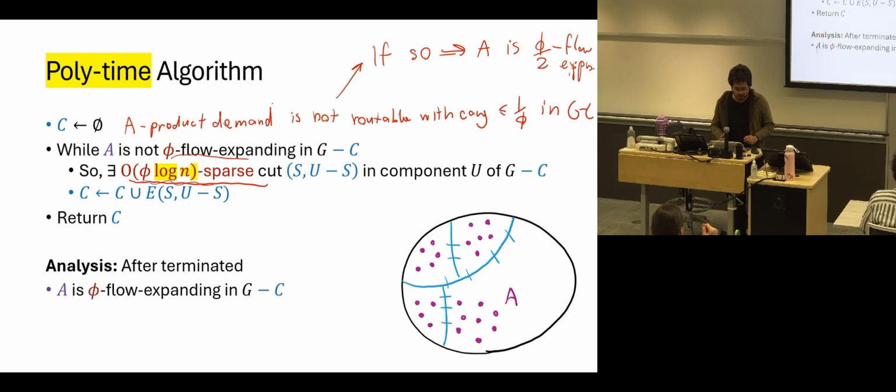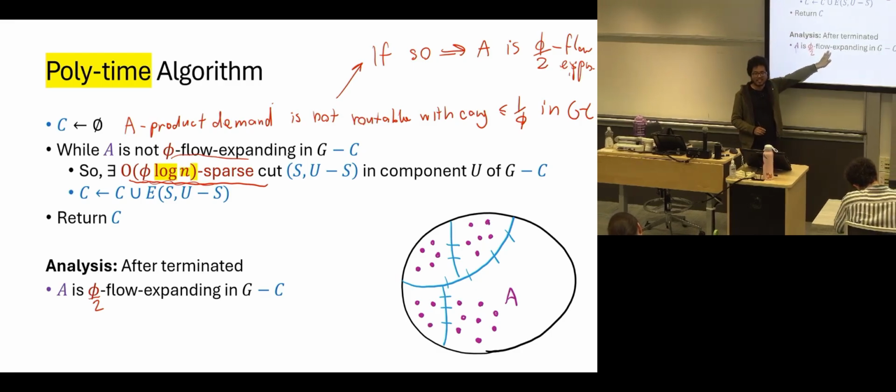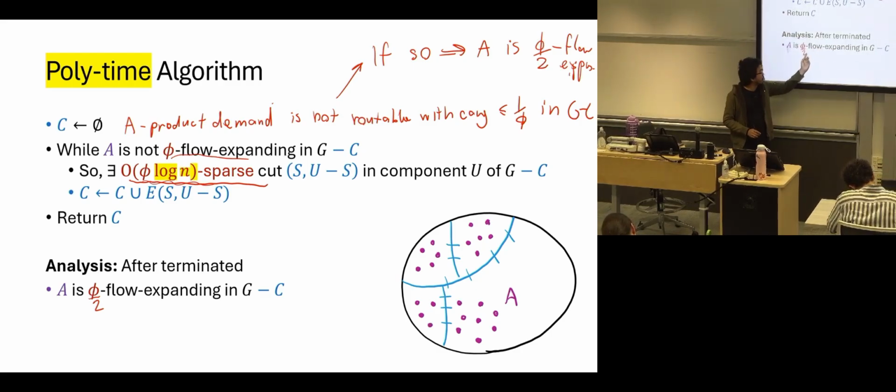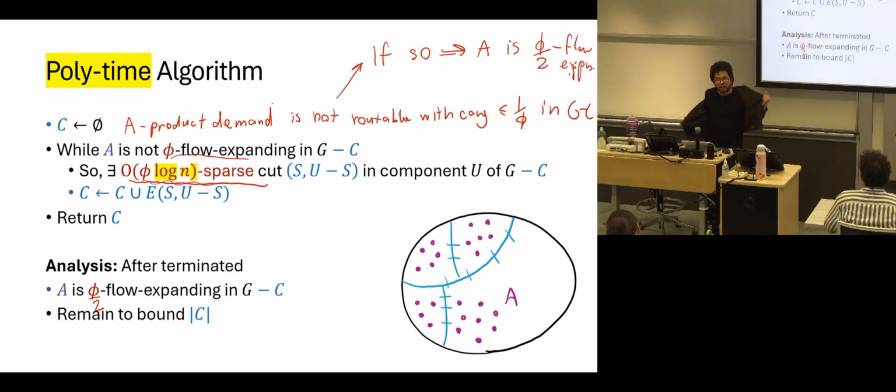After terminating, we see that A must be phi over 2 flow expanding, which means it's also phi over 2 cut expanding. And then we just need to bound the size of C. What would be your guess? What's the size of C?